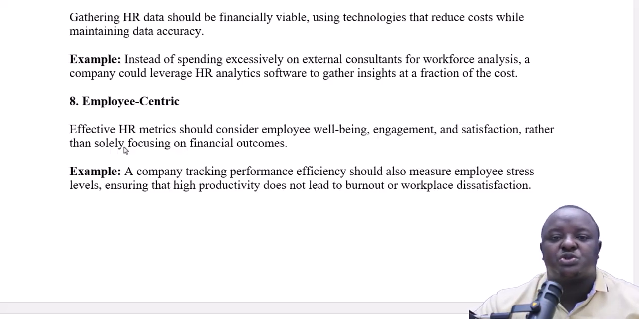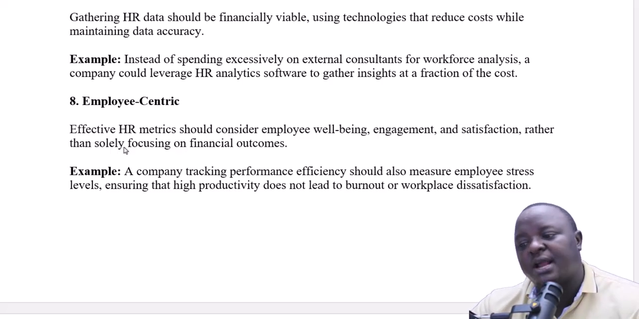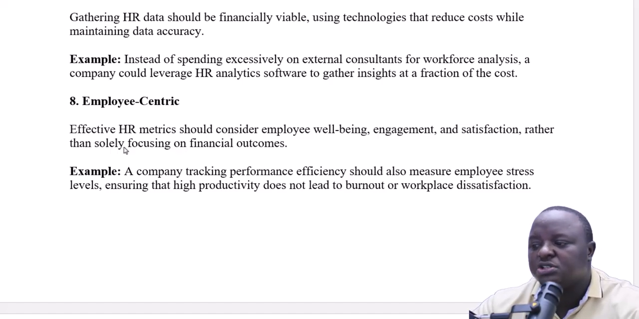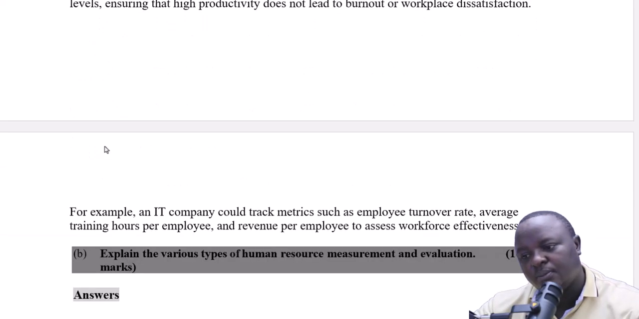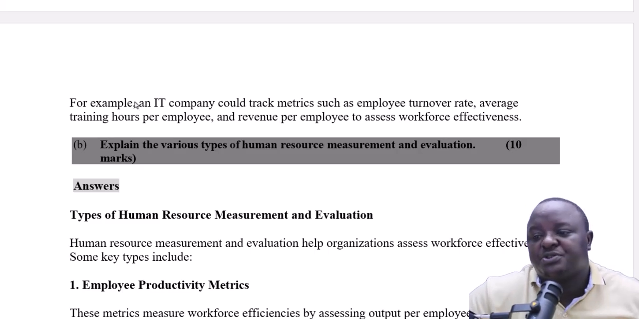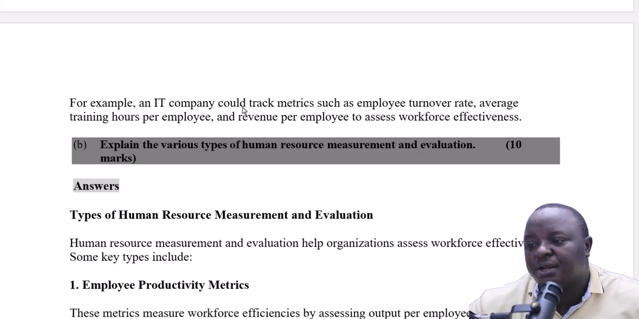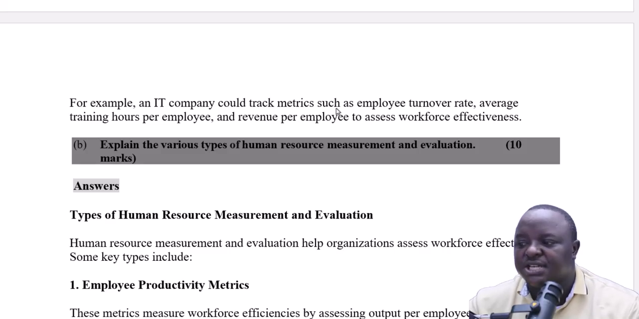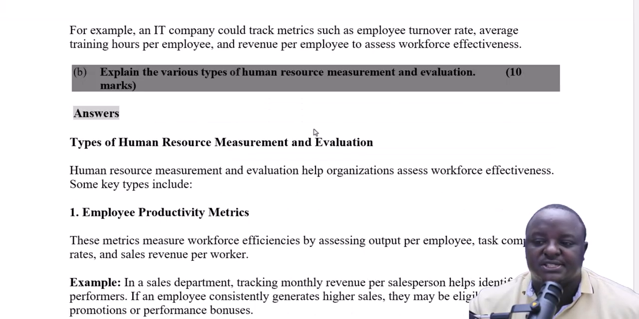So the metrics should be employee-centric. For example, a company tracking performance efficiency should also measure employee stress levels, ensuring that high productivity does not lead to burnout or even workplace dissatisfaction. Like in that aspect of the point, we have given an example: an IT company could track metrics such as employee turnover rate, average training hours per employee, and revenue per employee to assess the workforce effectiveness.